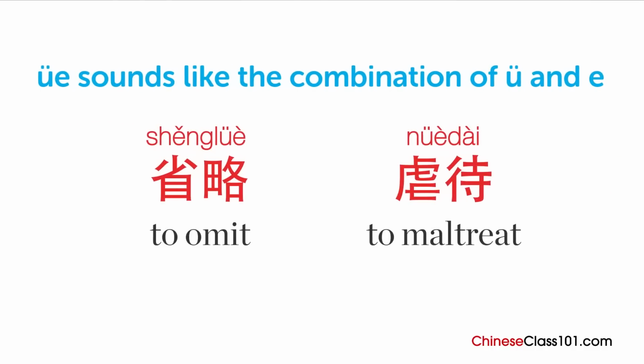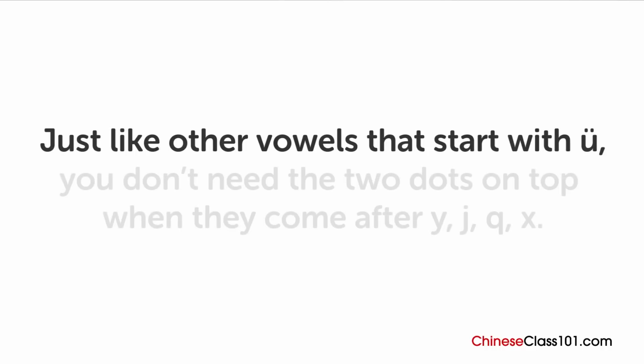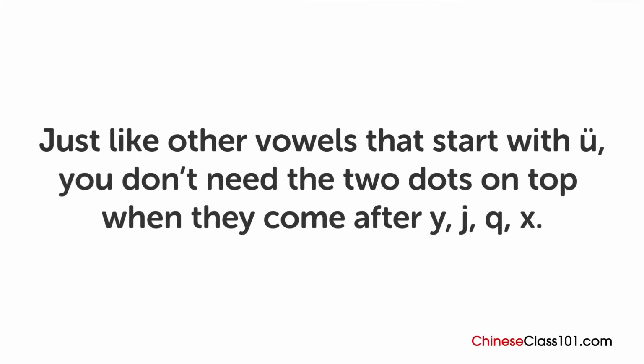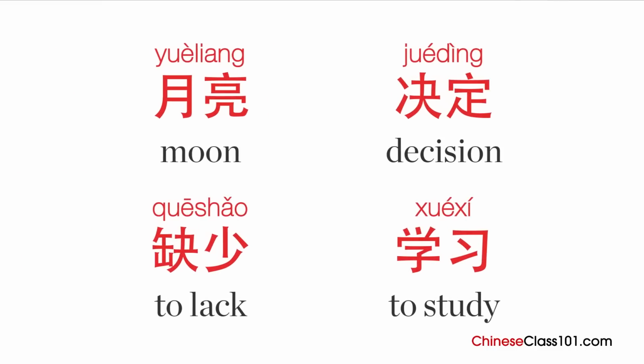Yue sounds like the combination of yu and e, as in 省略, 虐待. Just like other vowels that start with yu, you don't need the 2 dots on top when they come after y, j, q, x. In this case, we have 月亮, 决定, 缺少, 学习.